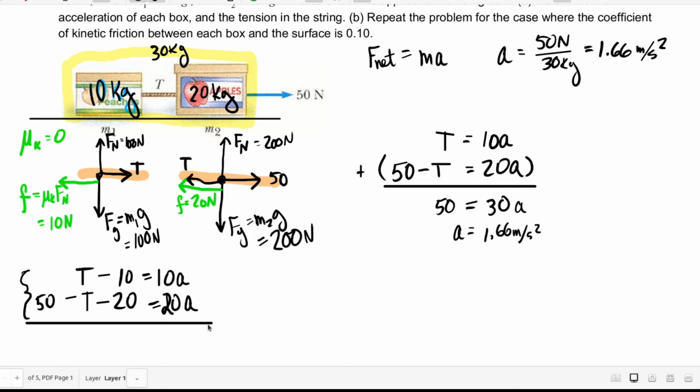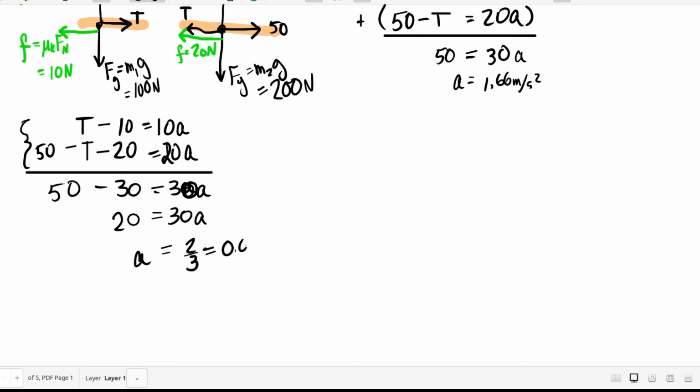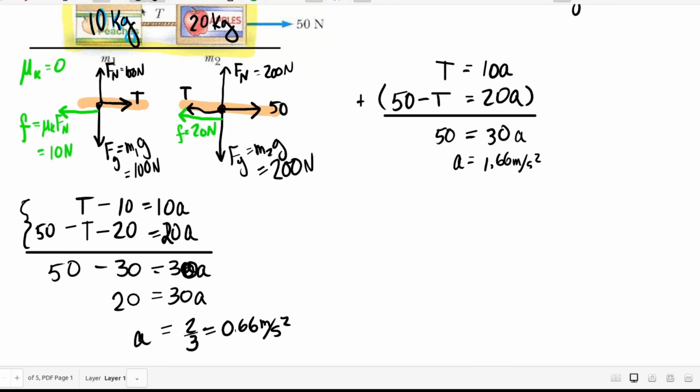Again, we can take a linear combination of these, and I see that T minus T is 0. 0 plus 50 is 50. We have 50 minus 30 equals 30a, 30 kilograms times a. 20 equals 30a. So a equals 2/3, or 0.66 meters per second squared. So not surprisingly, the acceleration is lower if we have to work against friction here.